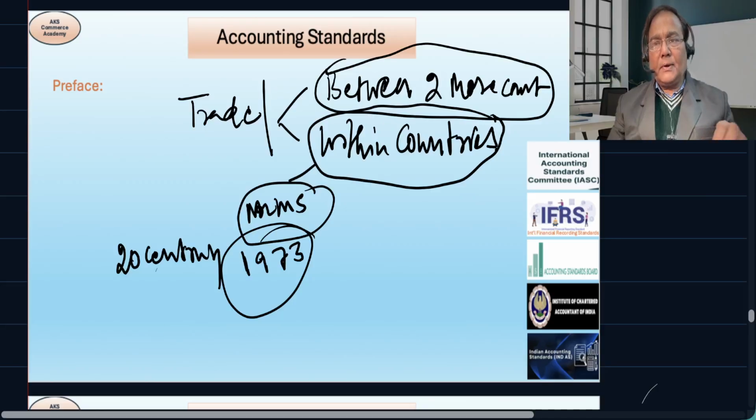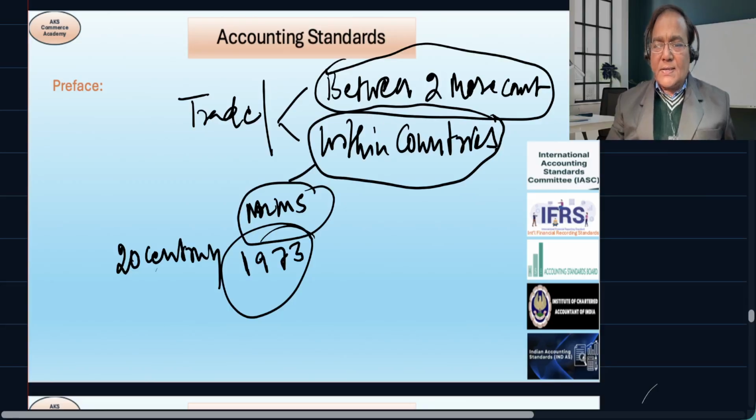Finances are not limited to a particular country. There are investors who are sitting across, who would be investing in our country. We have investors in our country who are willing to invest in other countries. So, what is the parameter? What is the understanding that is required? That is why accounting is called the language of business. So, this language should be of such nature that it is understood by everyone.